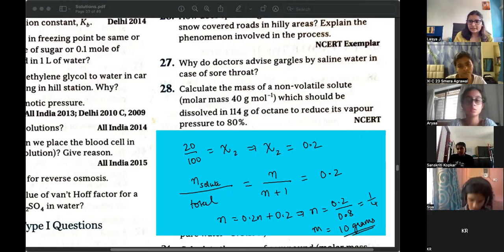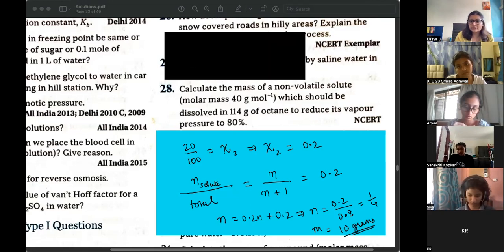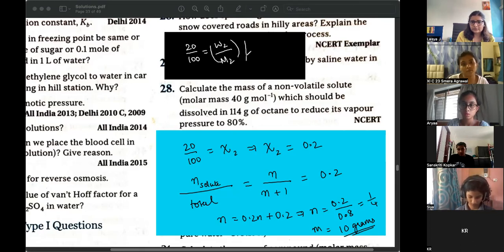Like either Sia or Smera, can one of you tell me what formula you used? Like 20 upon 100 is equal to the mass of solute upon the molar mass of solute. The unknown quantity upon 40, the whole upon 114. The whole thing upon 114. Like basically 1, because 114 upon 114. W1 by M1.